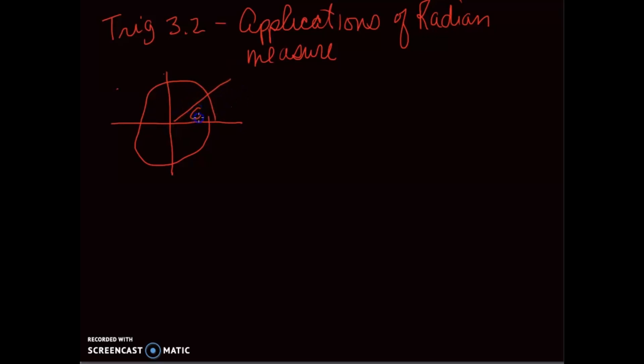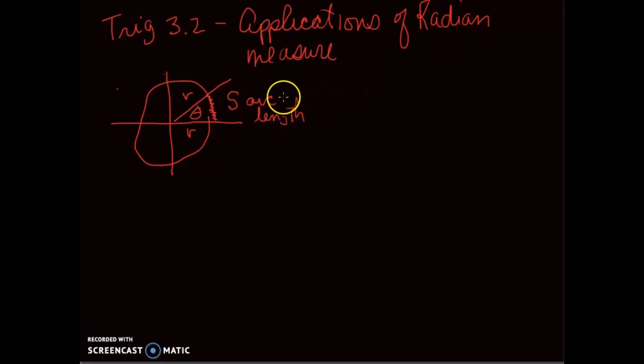Anyway, here's the angle theta. It has this radius r, both sides of this angle are radius r. The length of this we'll call s, arc length. Now, how can we find the length of an arc? This is not arc, this is arc length.